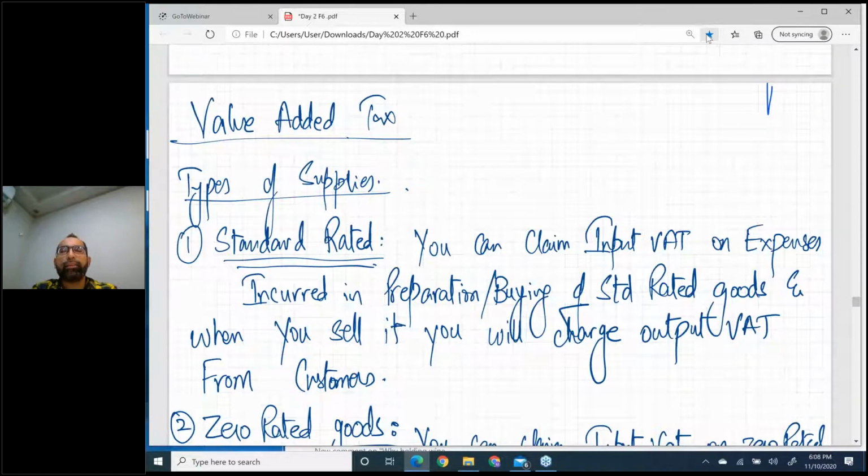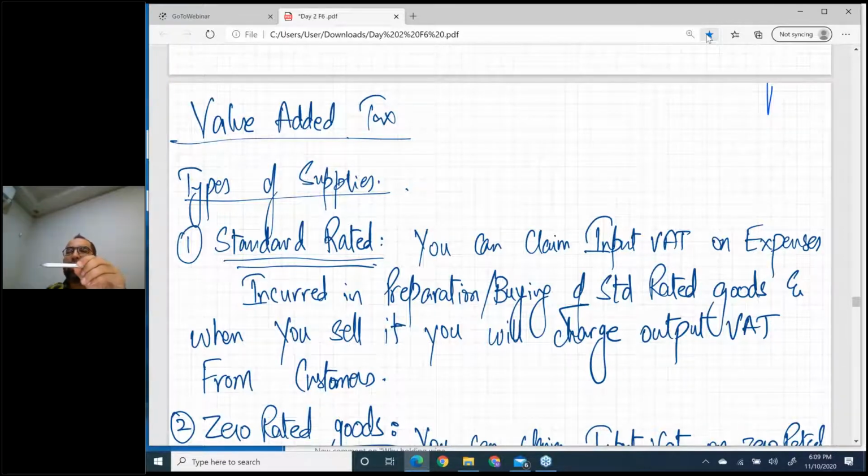Now the first thing, please look at me. The tax department divides goods and services into three categories. The first is standard rated goods. What are standard rated goods? Listen. Let us say the government marked this pen as standard rated goods.